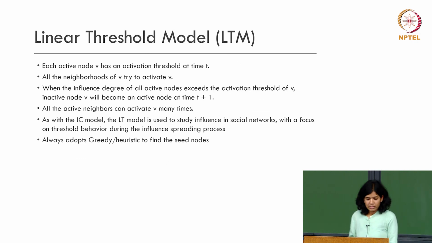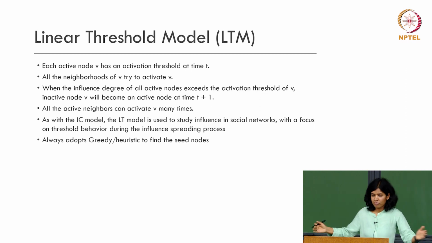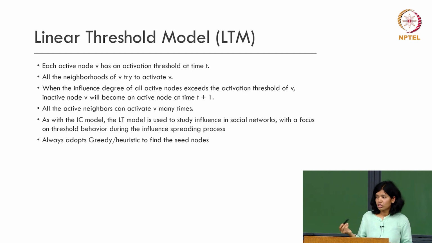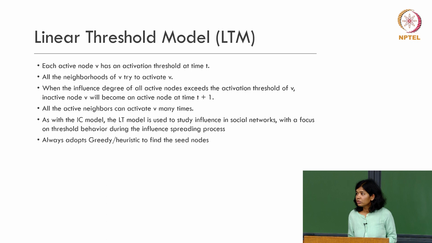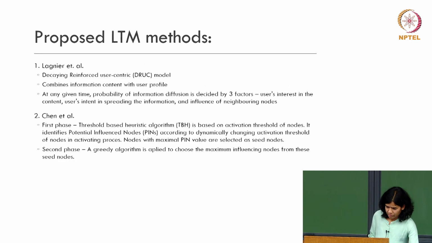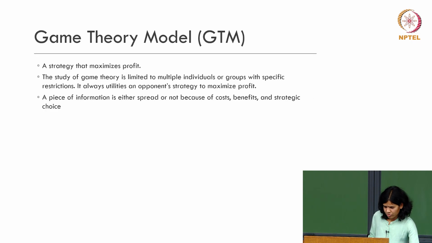Linear threshold is slightly different from independent cascade. Here, it's not that all the neighbors of mine will try to activate me only once. They can try again and again, and if I cross a certain threshold, I become an active node. That's how the linear threshold works. I think we don't have to go through all of this.